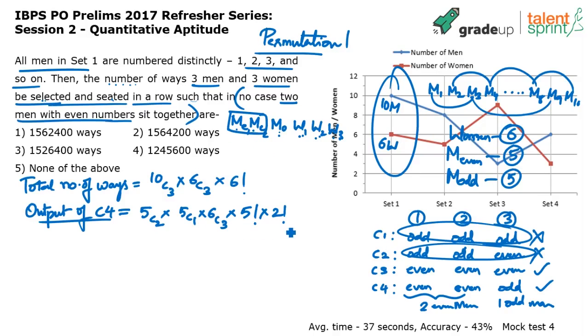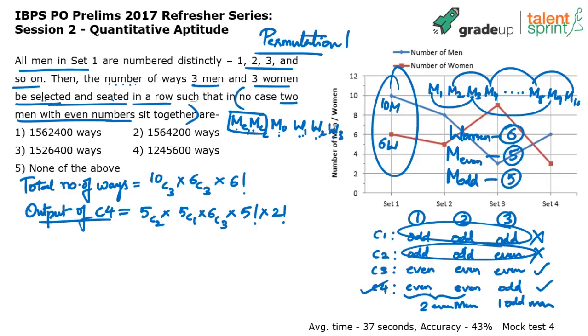So this will give me the number of cases in C4, where we have selected 2 even men and 1 odd man and both the even men are together. When both the even men are together, we consider it to be 1 unit only. So total 5 units can be arranged in 5 factorial ways. Internally, the even men can be swapped in 2 ways, so 2 factorial. This gives the required output of C4.